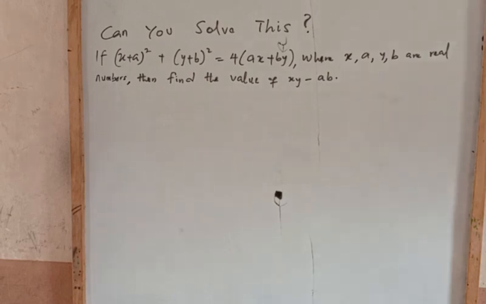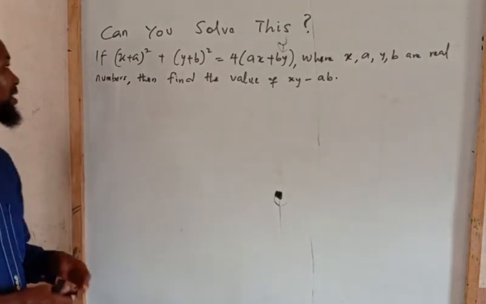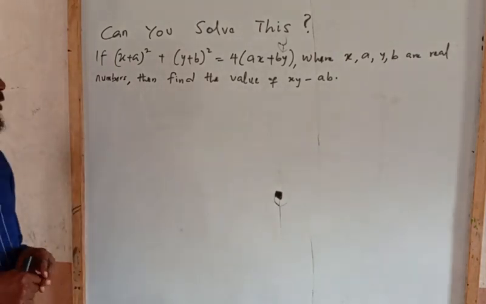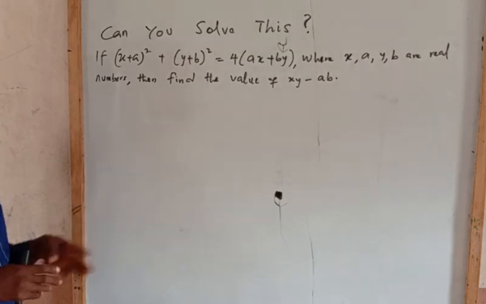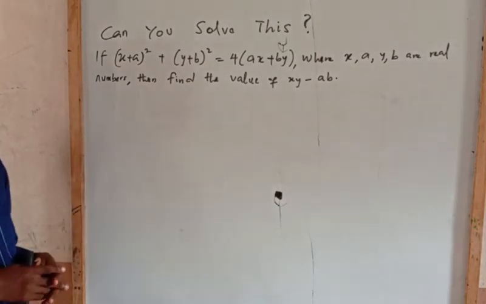Hi, good day, everyone. So we have a very simple question to talk about today. It reads: if (x + a)² + (y + b)² = 4(ax + by), where x, a, y, b are real numbers, then find the value of xy minus ab. All this requires is just the expansion of this bracket.